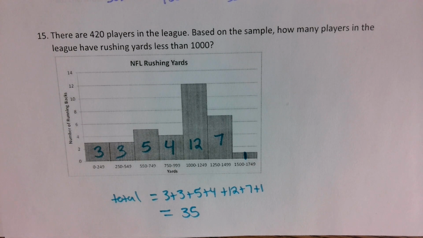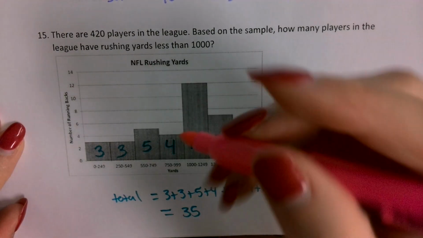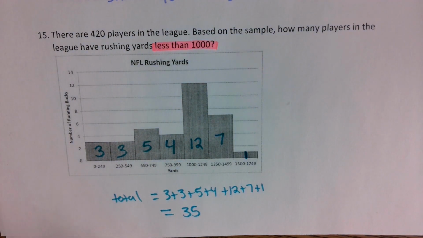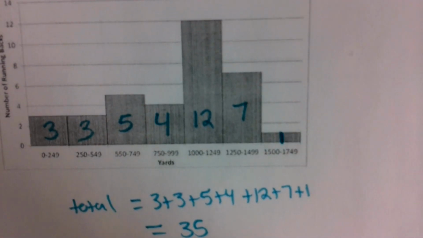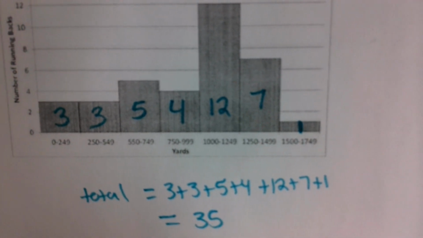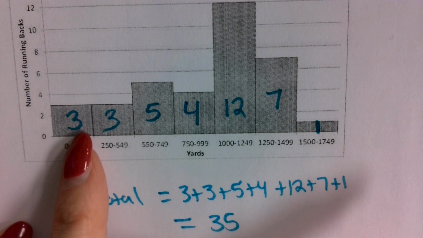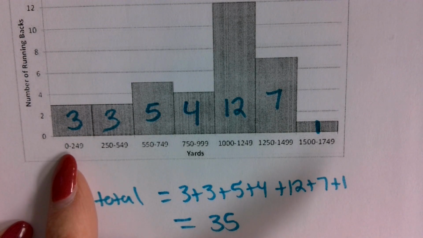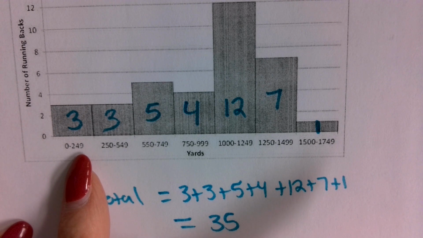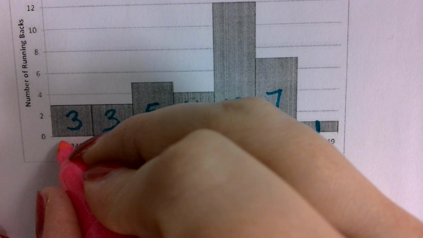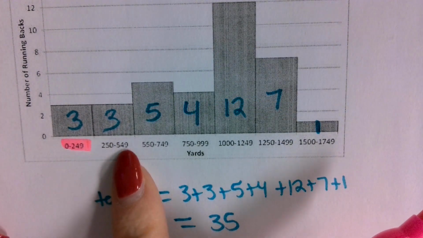Now, we want to focus on the amount that is less than 1,000. So that's when we have to zoom in on these values on the bottom. These values represent rushing yards. So what this means is that 3 people had between 0 and 249 rushing yards. Is that less than 1,000? Yes. So that works.